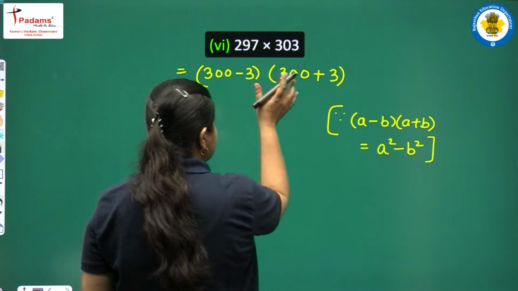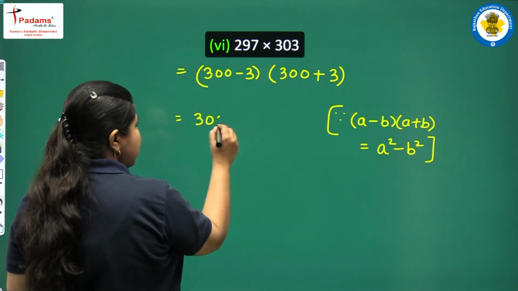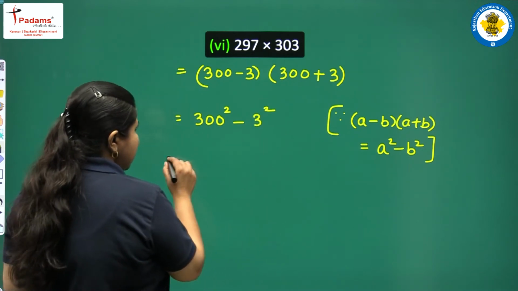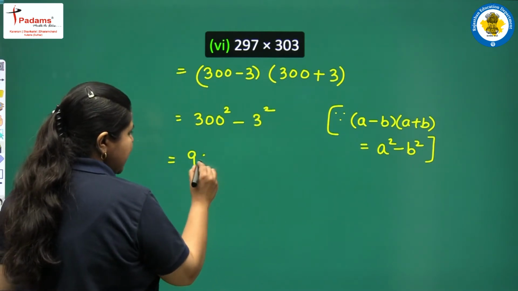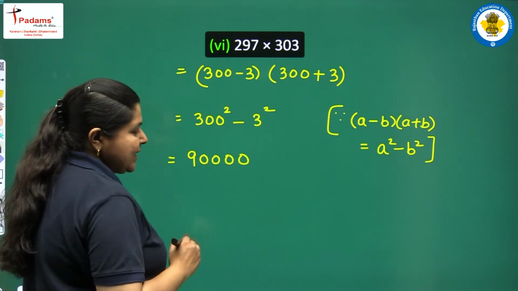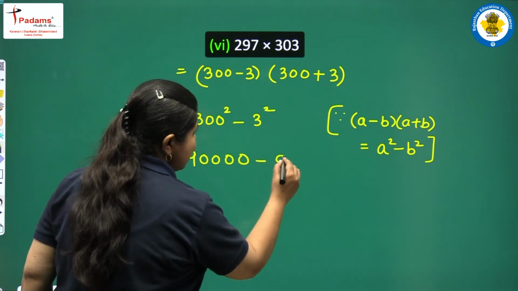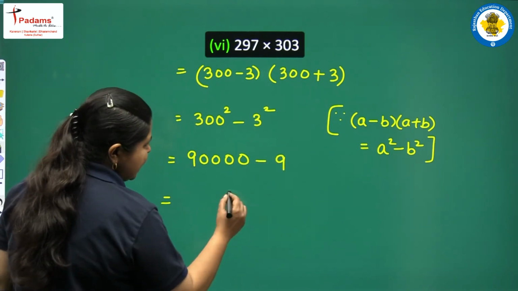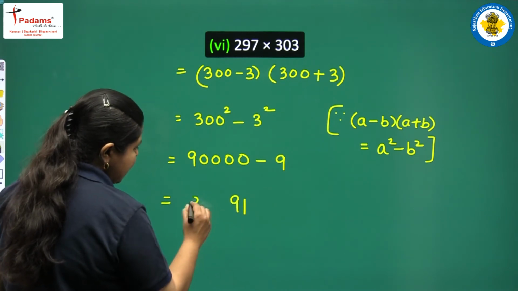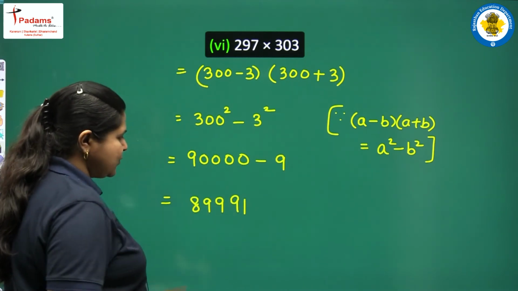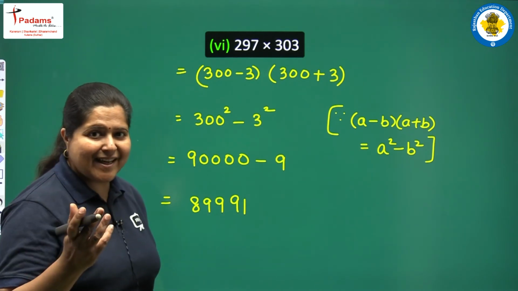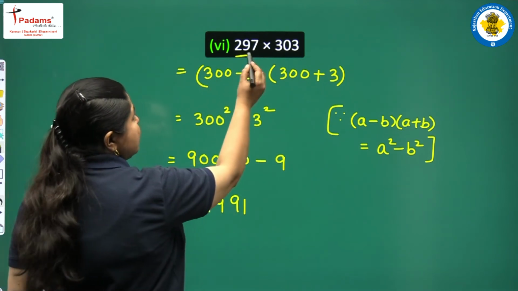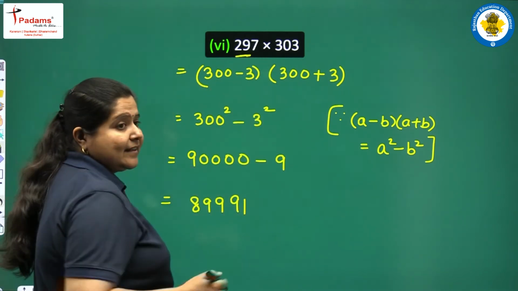We can easily now write this expression as a square, that is 300 square, minus b square, that is 3 square. Now 3 square is 9 and double the number of zeros, so it will be 90,000, and here we have 3 square which is 9. Now subtract these numbers. You will get here 100 minus 9, it's 91, and then it will be 899, so it's 89,991. See how quickly the answer came just by using this identity. How simple it has become. 297 is difficult to deal with. See how easy it was to deal with 300 here.